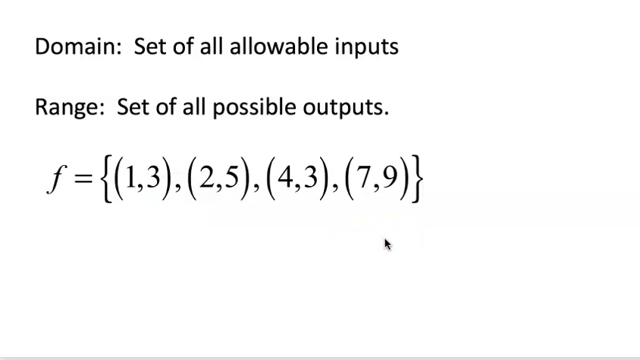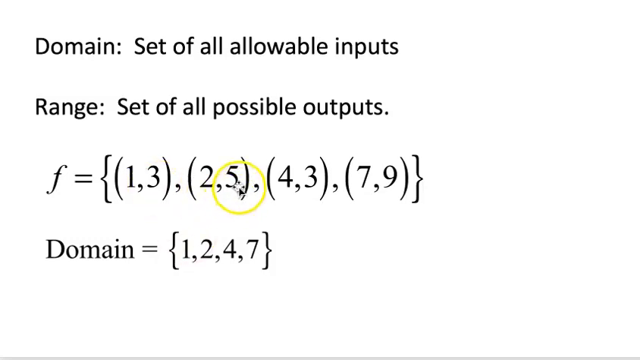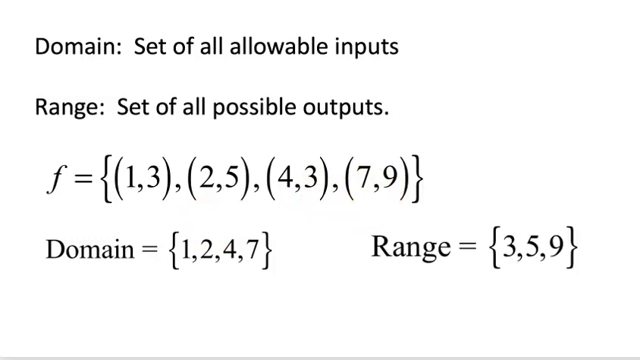If we want the domain, we're looking at all allowable x values. Well, what are my allowable x values? 1, 2, 4, and 7. So that's the domain for me. And the range are all possible outputs. What are they? 3, 5, 3 again, and 9. So the set 3, 5, and 9 would be my range.